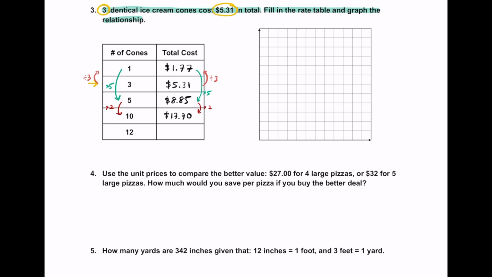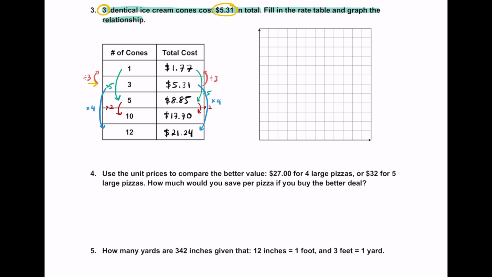For this last one here, again, you can go from different types of ones. That's all perfectly fine. What I'm going to do personally, though, is say, oh, I know 3 times 4 gets you 12. So if I take this 5.31, that's right over here, and multiply that by 4, then I should get the total price for 12 of these ice cream cones. I think that's going to be $21.24. Okay, so again, as you buy more ice cream cones, it should cost more money.